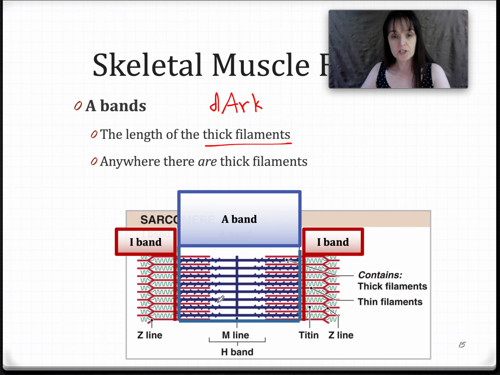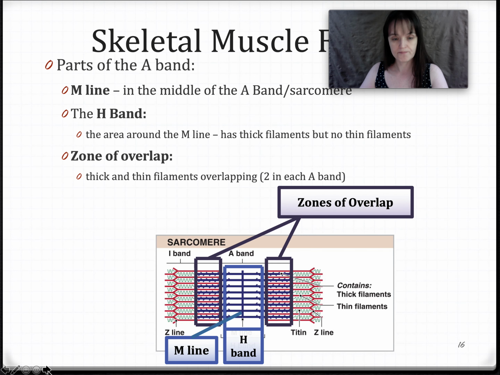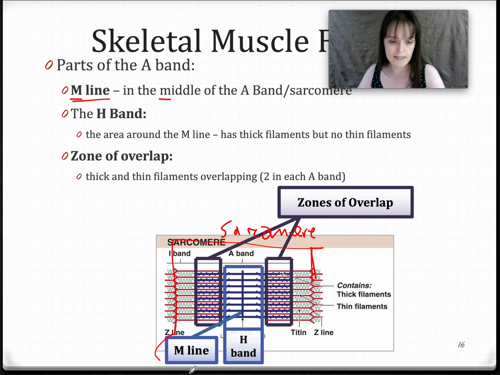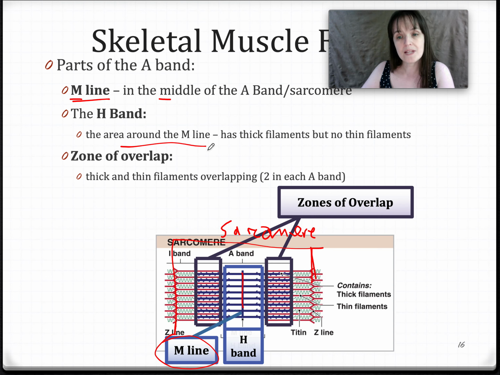There are 3 subdivisions of the A band. The M line is down the middle, get it? M in the middle. And it's the middle of the A band and the middle of the sarcomere. Remember, the sarcomere goes from Z line to Z line. So in the middle is the M line, middle. And then the H band is the area around the M line, which has no thin filaments.